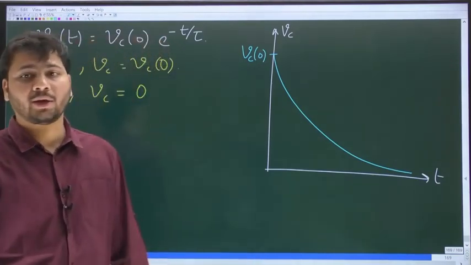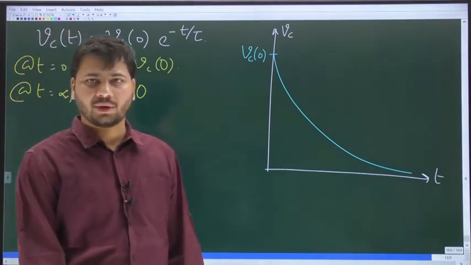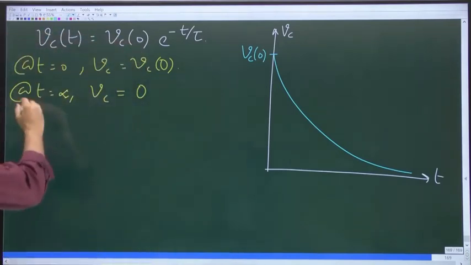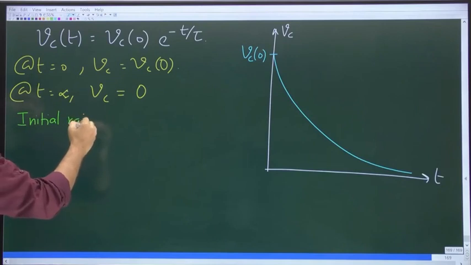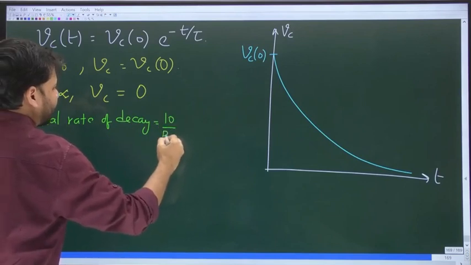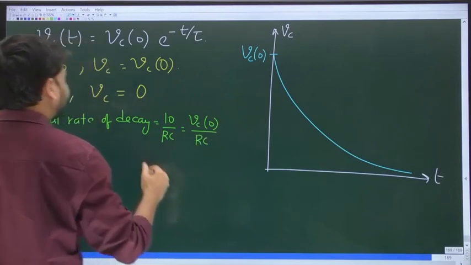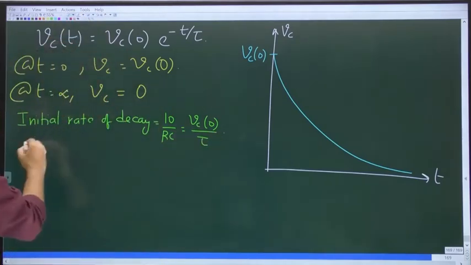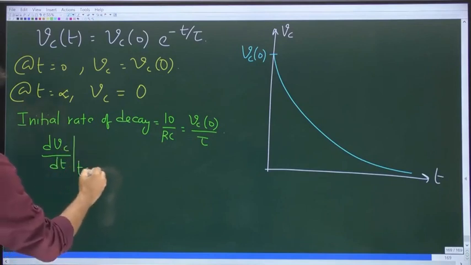And what is the initial rate of decay? The initial rate of decay is Vc of 0 by RC, that is Vc of 0 divided by tau. Let me write it separately. Initial rate of decay is Vc of 0 divided by RC. And remember, RC is the time constant.